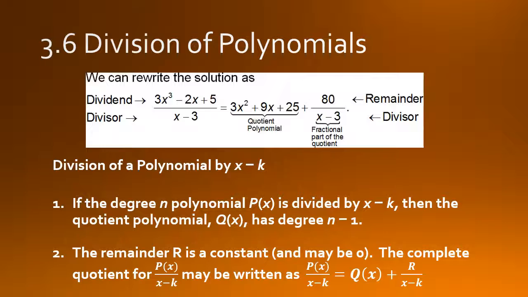The complete quotient for p of x over x minus k may be written p of x over x minus k equals q of x plus r over x minus k. That's exactly what we have written there. The p of x over x minus k is the 3x to the third minus 2x plus 5 over x minus 3. The q of x is our polynomial part of our answer, 3x squared plus 9x plus 25. R stands for remainder, and x minus k is again that x minus 3.